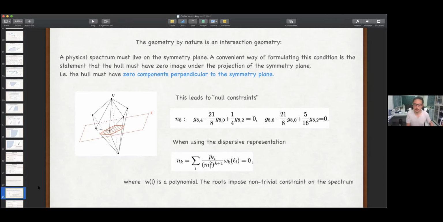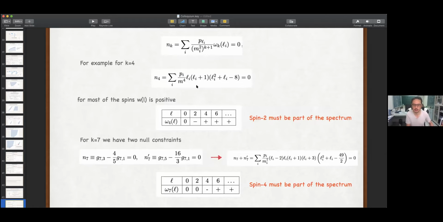So for example, let me just show you here. Let me just use the permutation invariant constraint. So for example, for k equals 4, this is the polynomial. Now, the requirement is that this must sum to zero. If I plug in the spins, since this is finite root, you know that after certain spins, this is all going to be positive. In fact, the only thing that is negative here is actually spin 2. So this immediately tells you that if the UV completion of scattering of scalars has any higher spin, it must at least have spin 2. Otherwise, there's no chance of balancing this, of letting this thing go to zero. So spin 2 must be part of the spectrum.